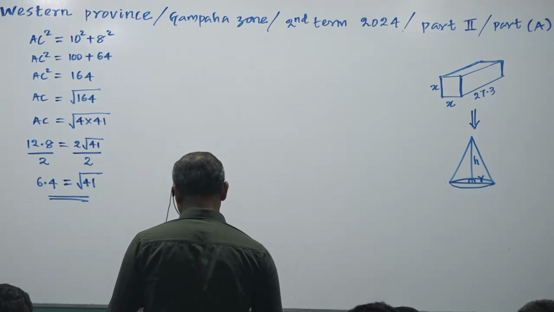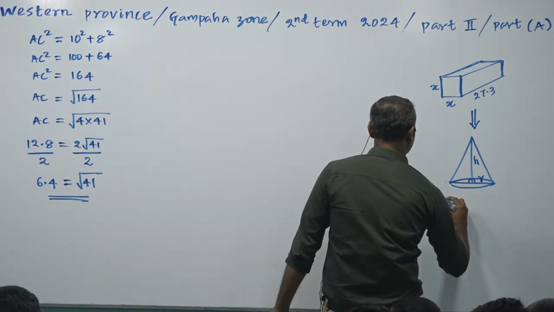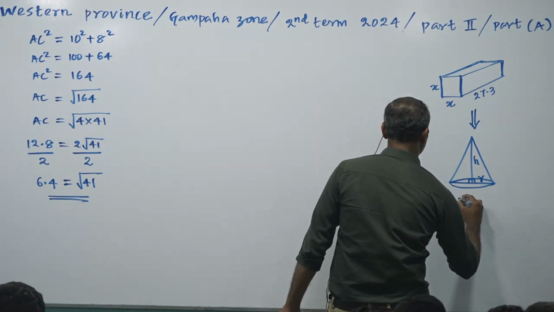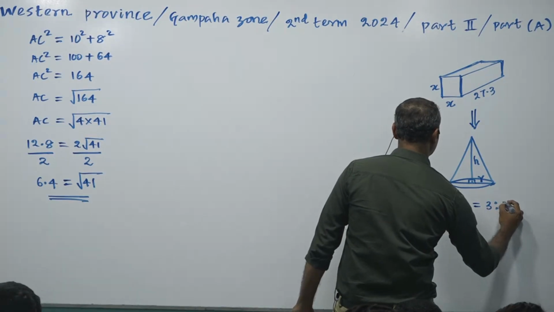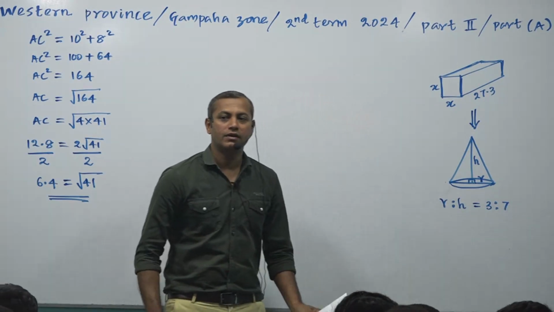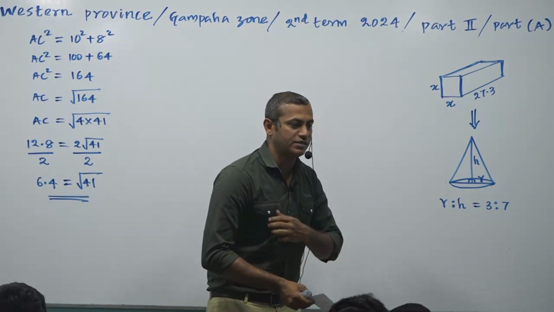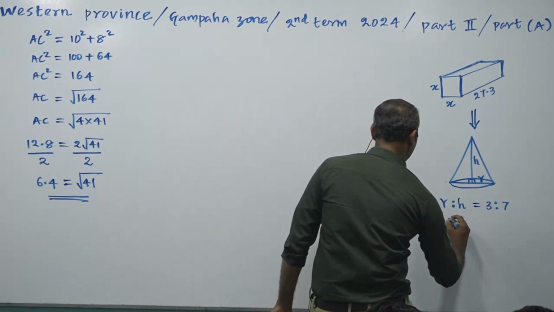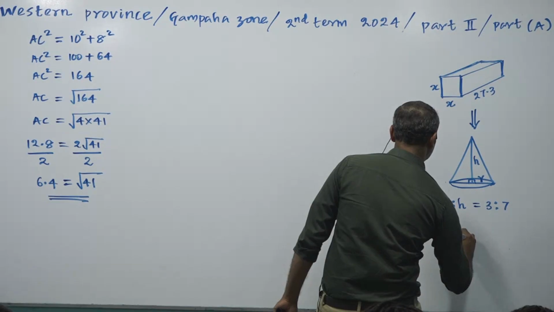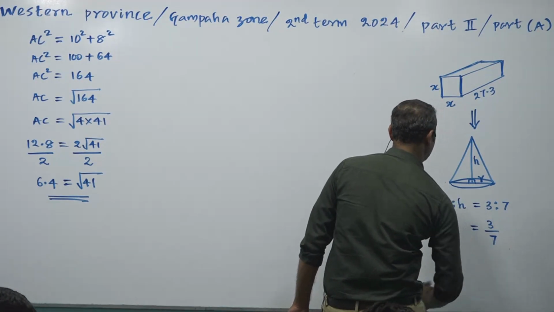The ratio between what? Radius to height. Look at here. Radius is to height. This is given as 3:7. In grade 8 we studied how to convert a ratio into fraction. Can you remember? Ratio into fraction. R over H equals 3/7. Yes or no?